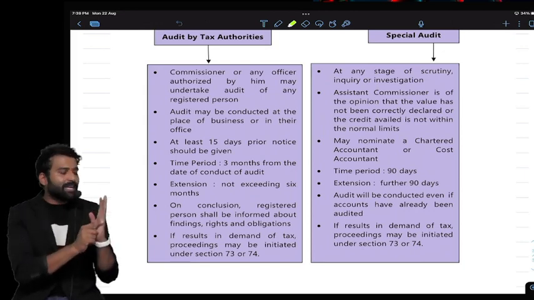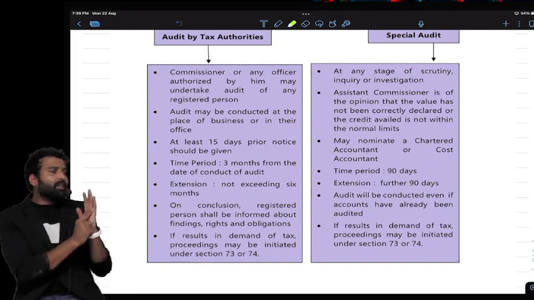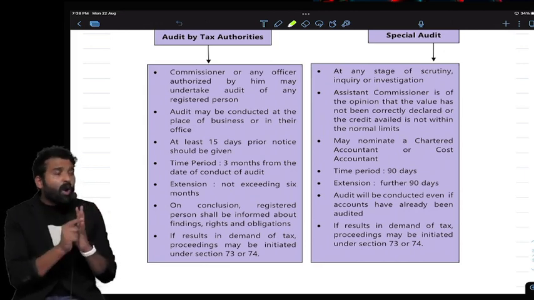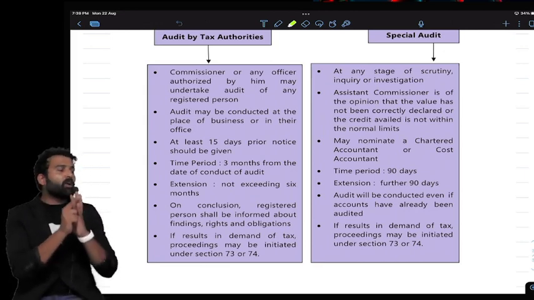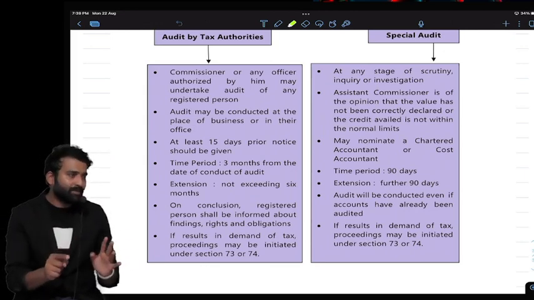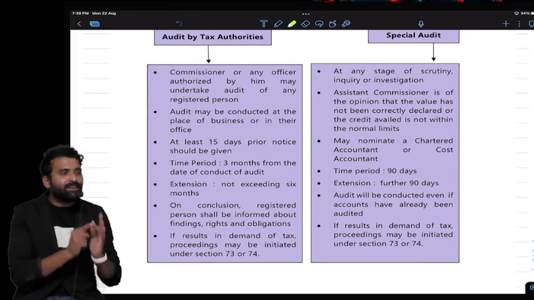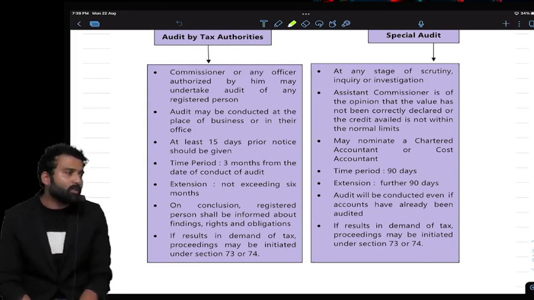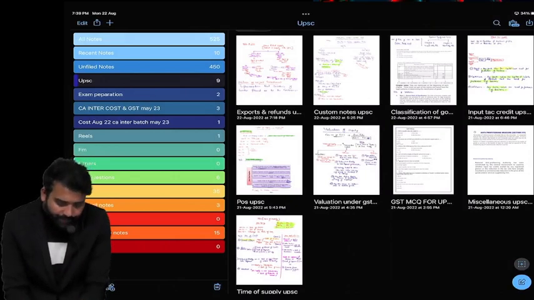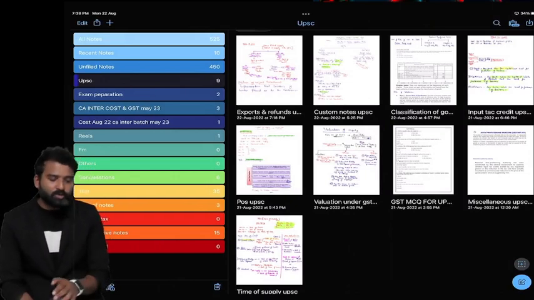Now as per your syllabus, I have completed all the part of your syllabus of GST except classification. Why did I leave the classification topic? Because classification under customs and under GST is exactly same. So I will be covering the classification in customs only. So this is all about the GST provisions. Now tell me, do you have any doubt regarding audit? Otherwise I am now switching over to customs notes.